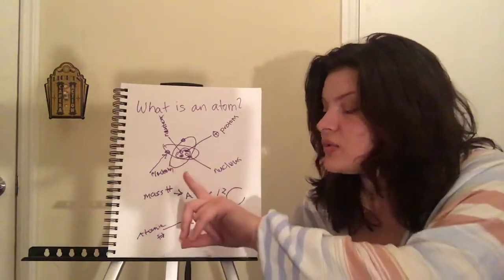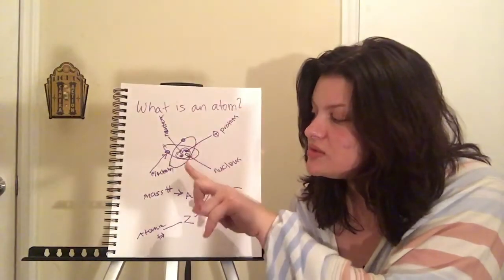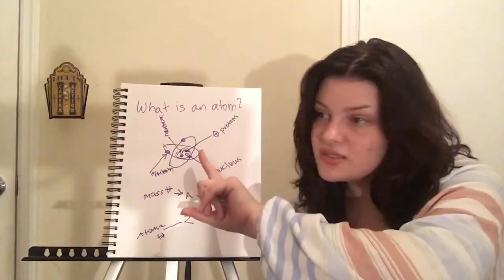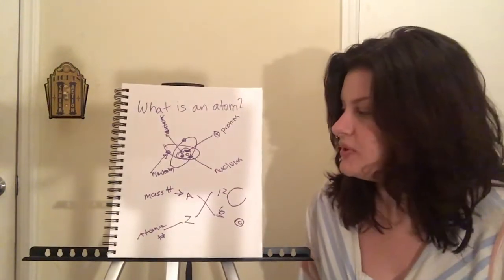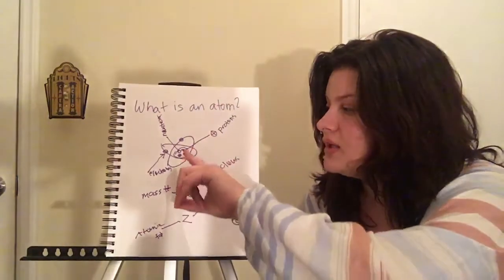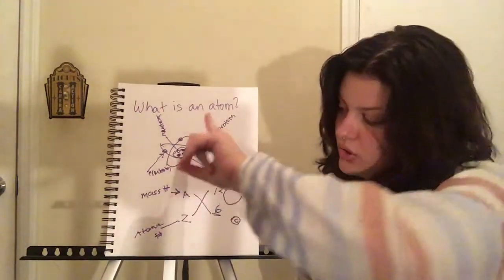Now, this is what an atom looks like. If you've ever seen Jimmy Neutron, this is what transitioning scenes look like. It's an atom. And it can be split up into the nucleus and the electron cloud.